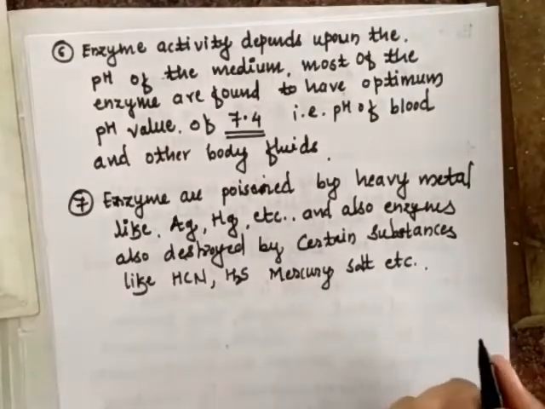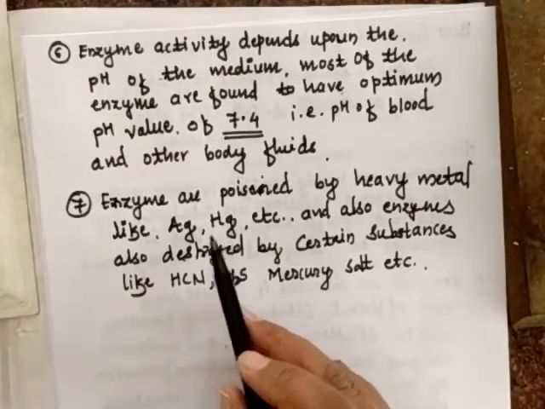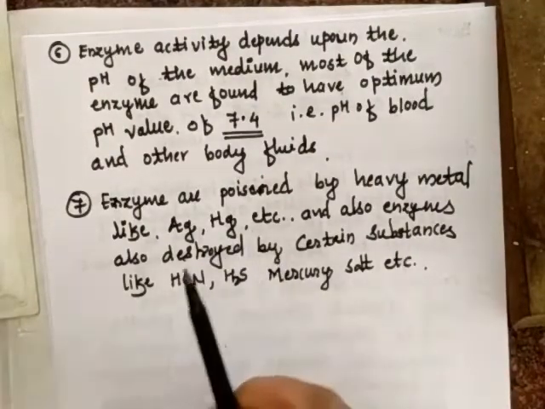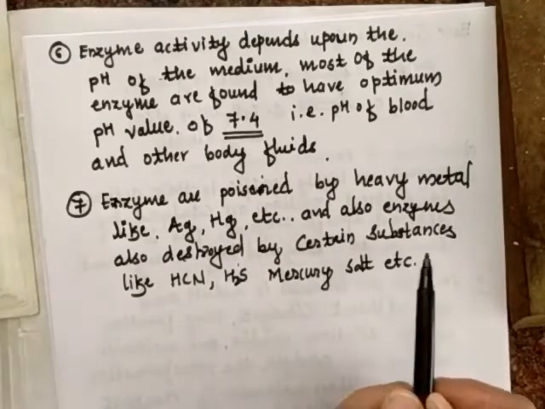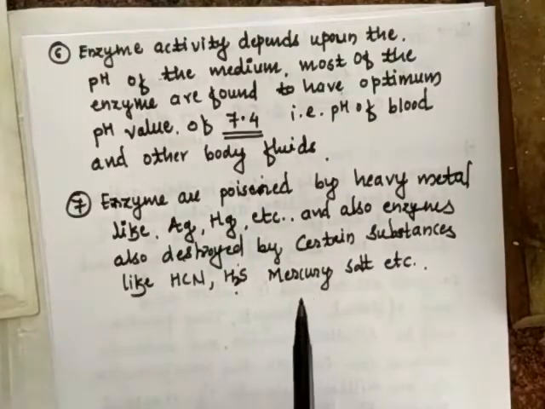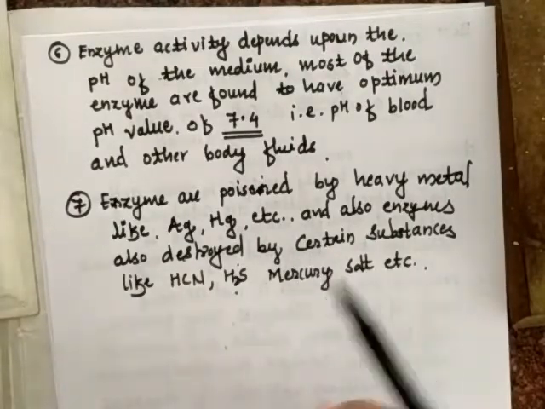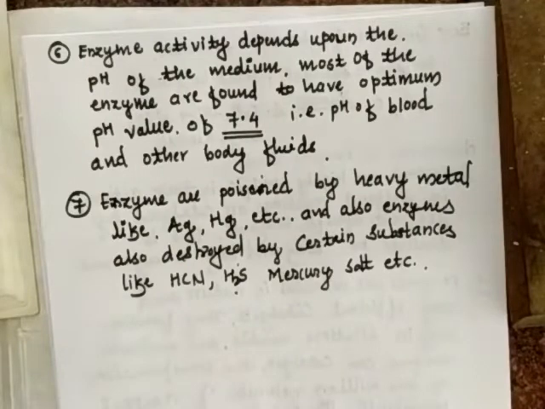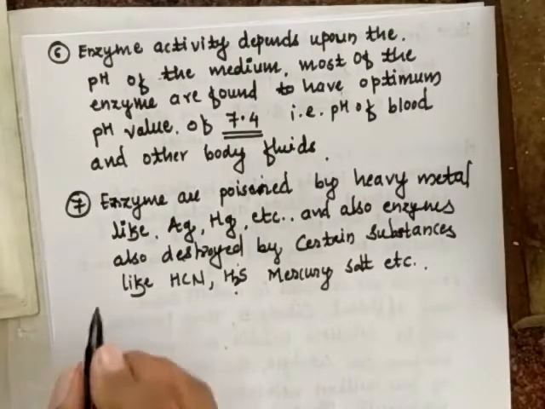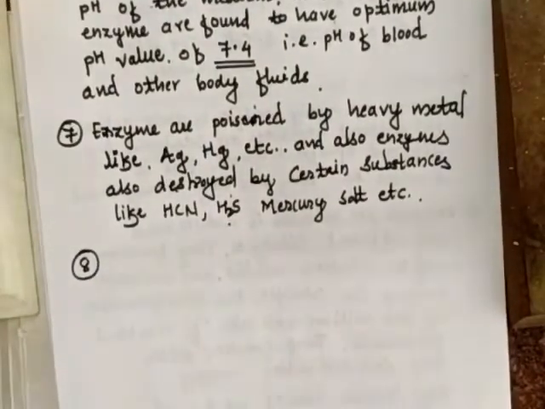Okay, so enzymes are made poisonous by heavy metals like silver, mercury, etc. And enzymes are also destroyed by certain substances like HCl, H2S, mercury salt, etc. This is the seventh one. It means they can be made poisonous by using metals, and they can also be destroyed by using certain substances. Now the eighth and last characteristic feature of the enzyme catalyst.